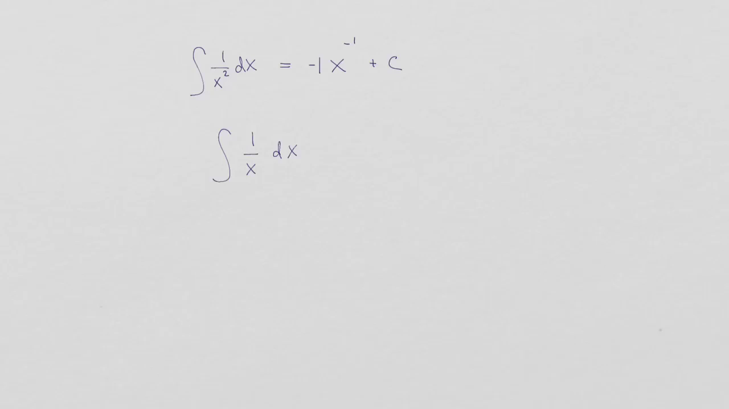If we try to think of this with our power rule, this is like x to the negative 1 power, and if you increase this by 1, you end up with x to the power of 0, which is 1, and obviously we're stuck because the derivative of 1 is not 1 over x, so this does not work. So in this video, we're going to answer the question of what is the antiderivative of 1 over x.